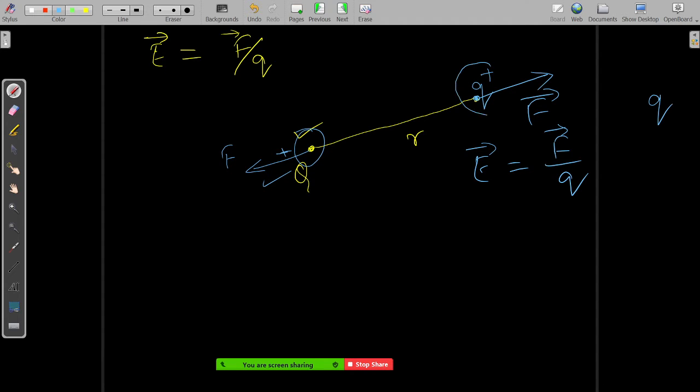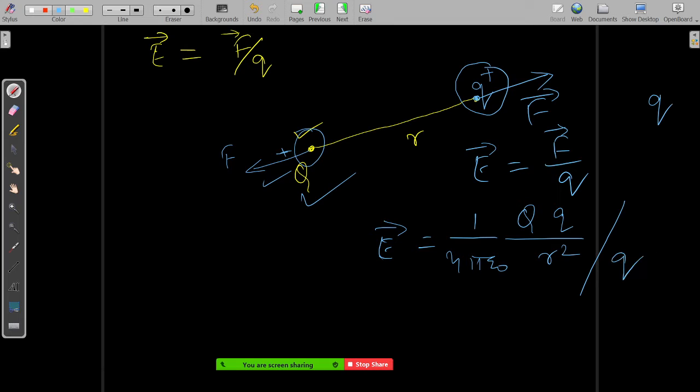Small q is just a test charge, so our electric field should not depend on what charge we are bringing here. Electric field is a field extended by this positive charge, so it should depend only on capital Q. You can see this expression comes to be 1 by 4 pi epsilon naught q into Q by r square divided by q, the test charge. So it doesn't depend on what charge you are bringing.